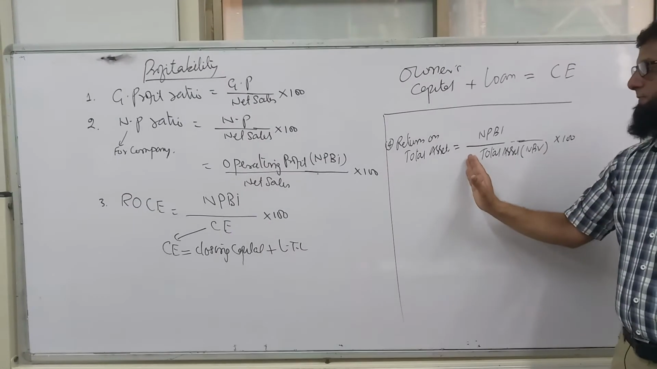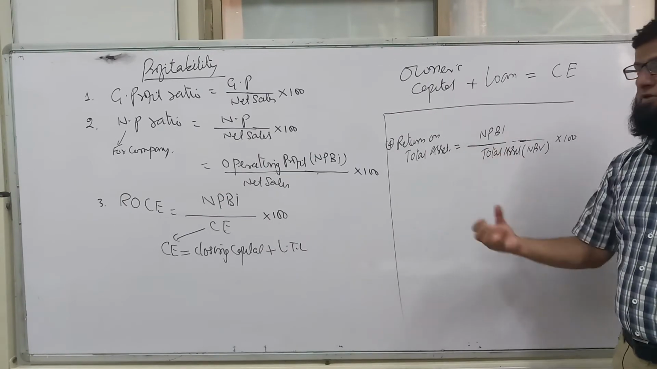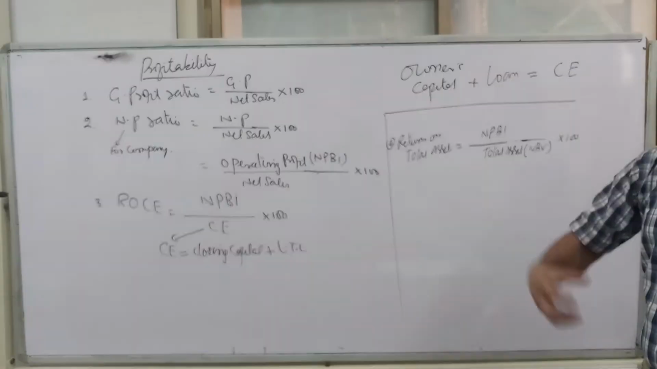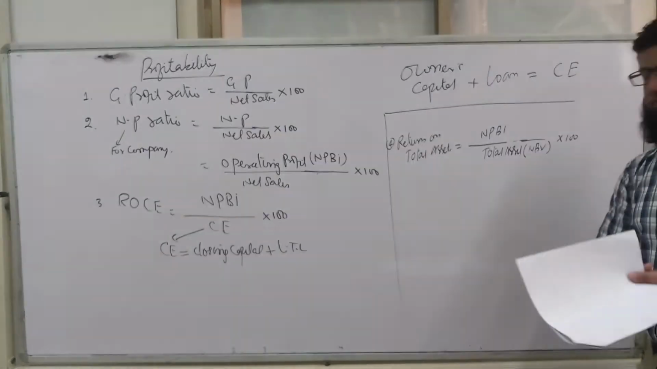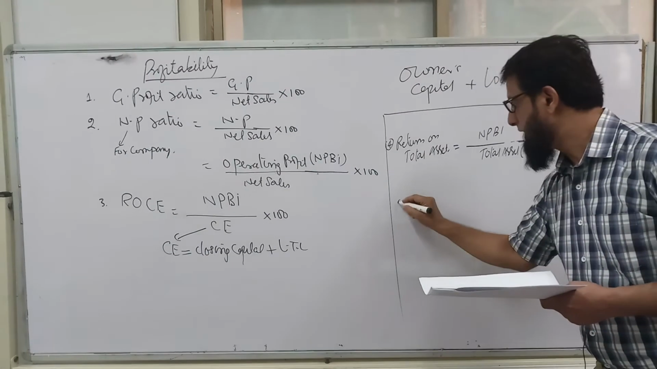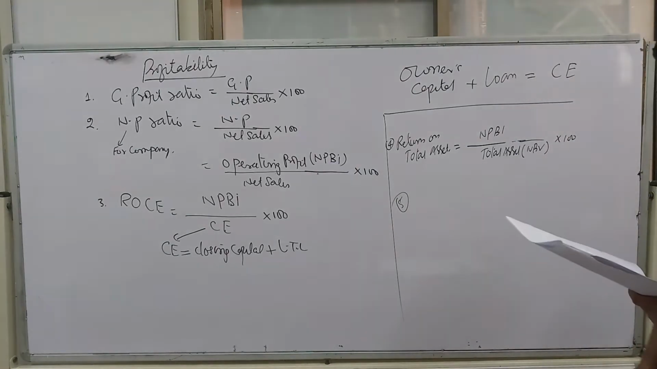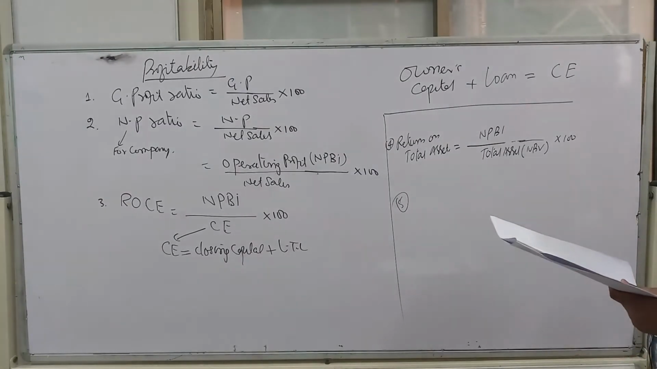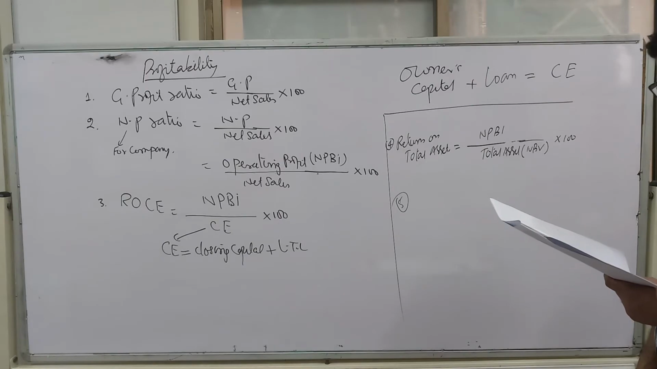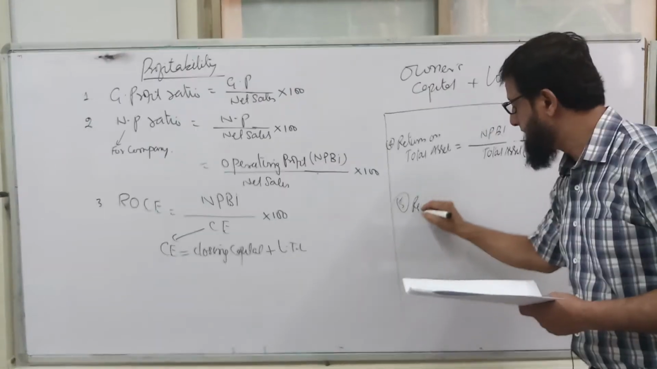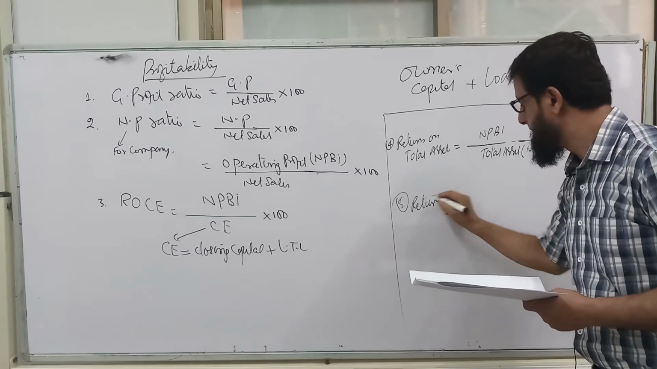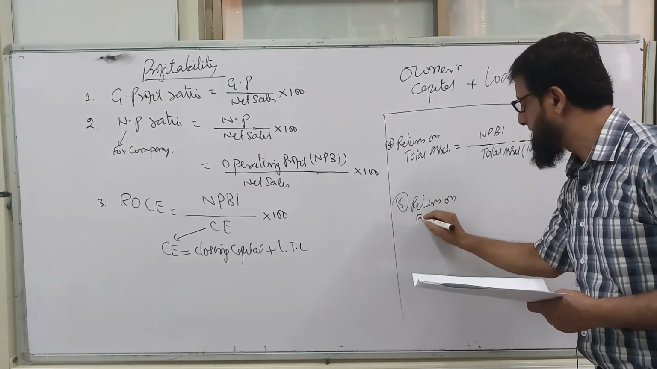This formula shows how much profit the company has earned on the basis of total assets in the business. This definition I'll give you in notes form also. And number 5, another formula which will calculate the profitability of the business, return on equity.